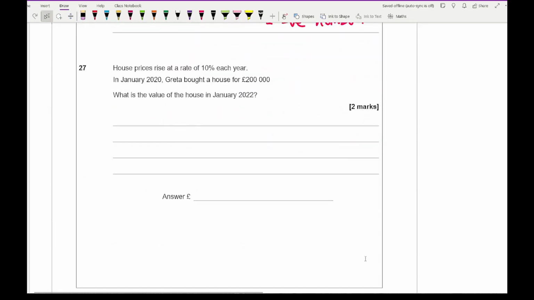For question 27, it says house prices rise at a rate of 10% each year. In January 2020, Greta bought a house for 200,000. What is the value of the house in 2022? So what we need to do is add 10% twice. Starting off with 200,000, I'm going to add 10%. Now 10% of that is going to be 20,000.